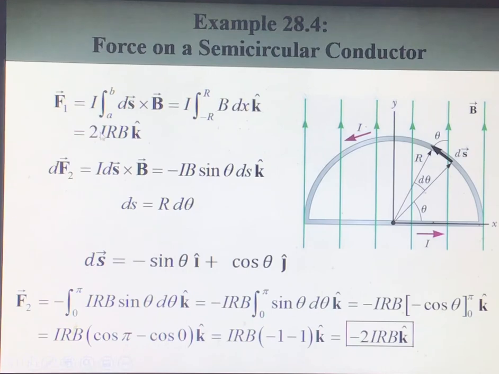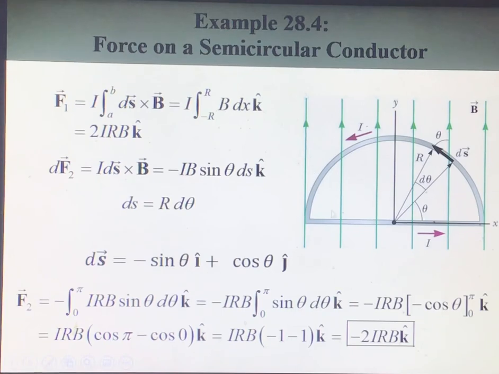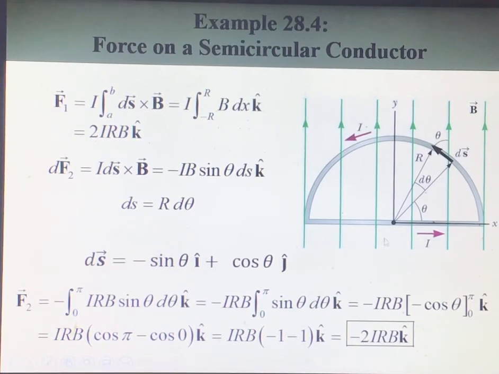So again, we've seen that the force on the straight portion of the wire is equal to 2IrB k hat, and the force on the curved portion is equal to negative 2IrB k hat. So if you do F1 plus F2, it's going to be equal to 0. This is important because if you have a closed loop of wire that carries current in the presence of a magnetic field, the total force is going to be equal to 0.